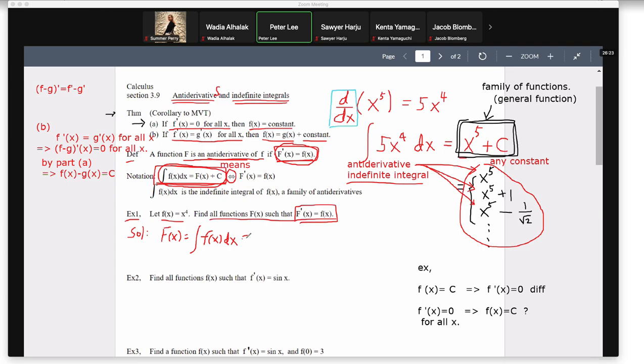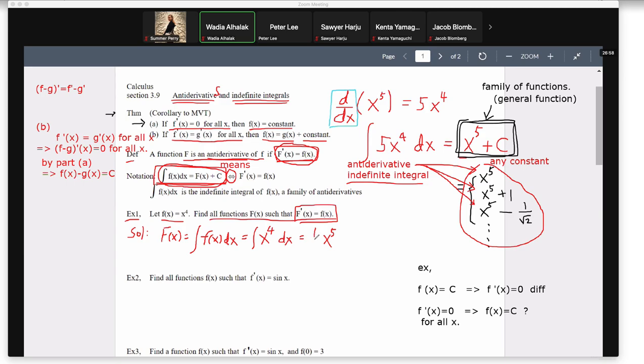And now what is this equal to? This is the integral of x to the 4th power. Oh, I did this already. It was similar. So now the question is, what are the functions whose derivative is x to the 4th power? We know that if we add 1 to the exponent, we get x to the 5th power. So what is the derivative of x to the 5th power? The derivative of x to the 5th power is 5x to the 4th power.